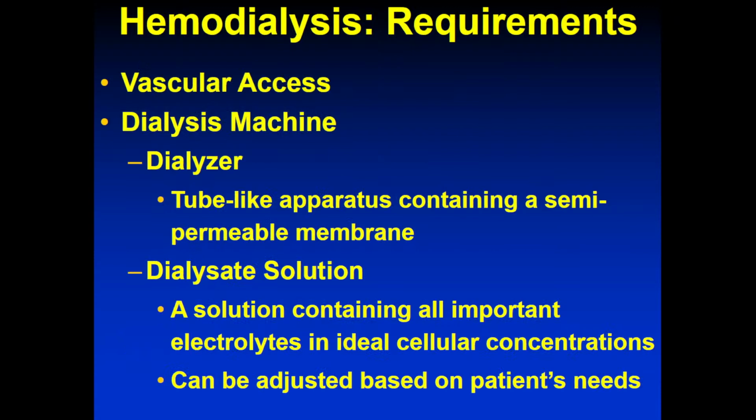So we have to provide the vascular access. Then we have the dialysis machine and the dialyzer. A dialyzer is a tube-like apparatus containing a semi-permeable membrane and dialysate solution. This solution contains all the important electrolytes in ideal cellular concentrations, and it can be adjusted based on the patient's need.